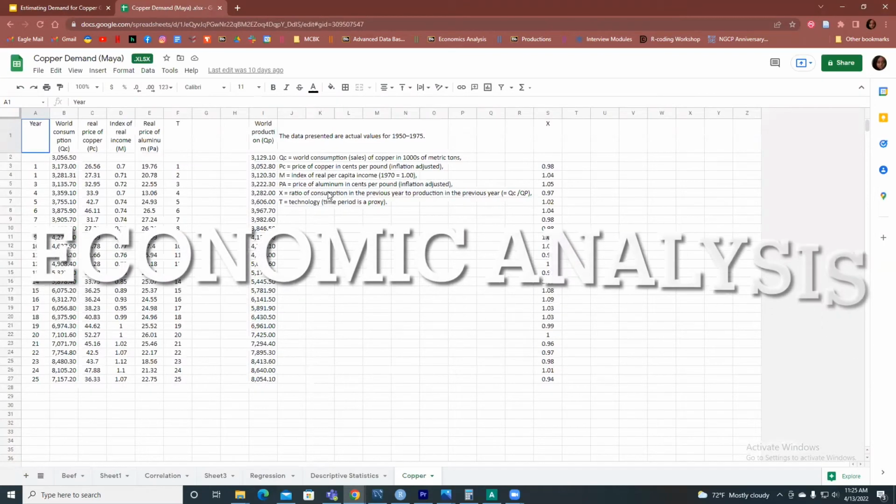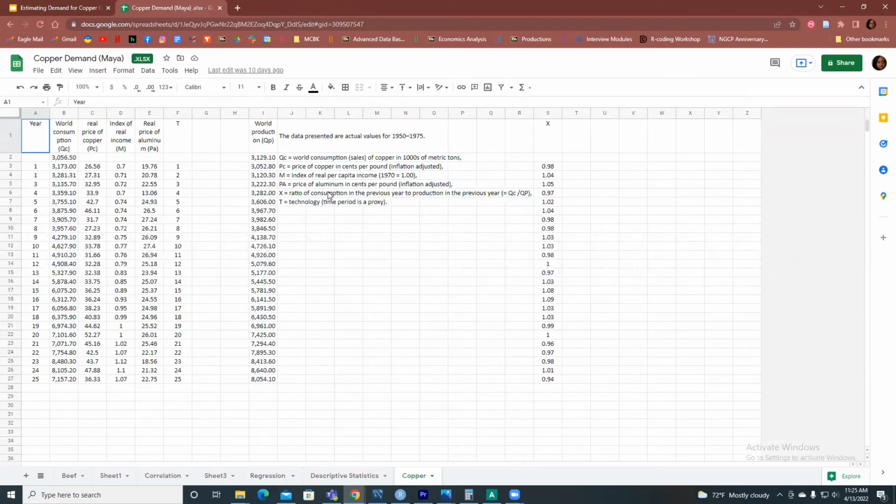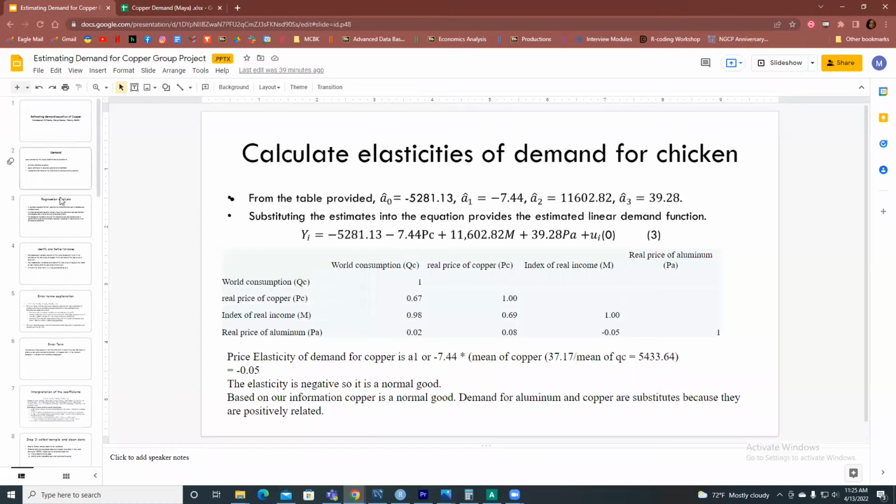This is my economics project. In this particular project, what we're looking for is the demand of copper. We want to know if the price of copper at this particular moment is significant. So what we did was we ran a linear regression model inside of Excel.